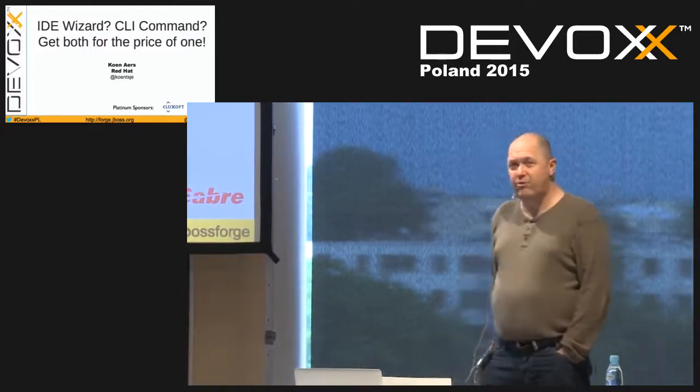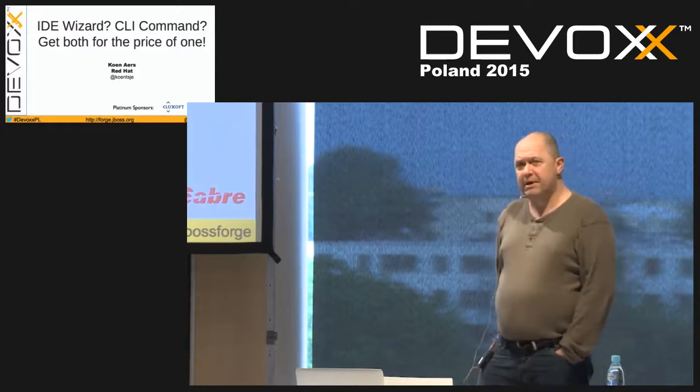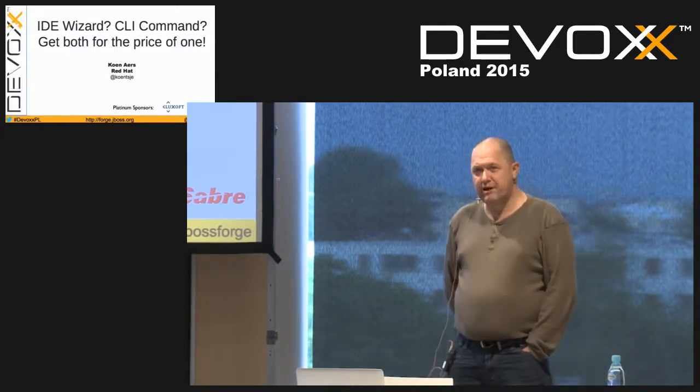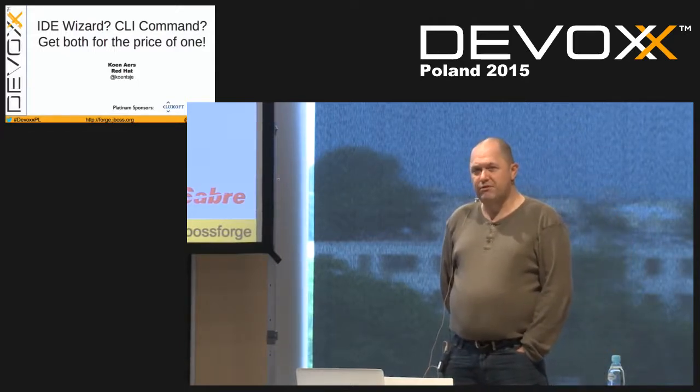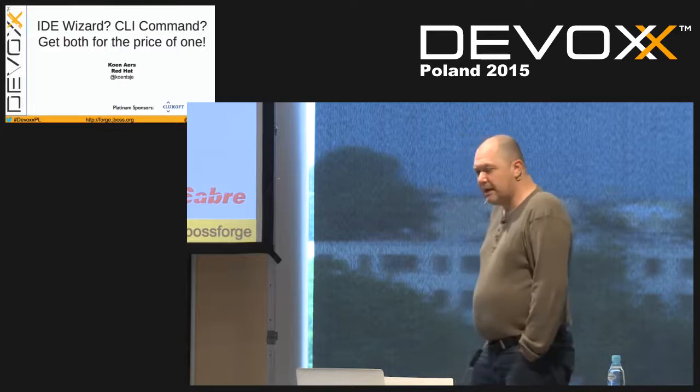My name is Koen Ayers. I work for Red Hat. For the past 11 years, I've been working at JBoss, doing all kinds of stuff, but mostly around tooling.